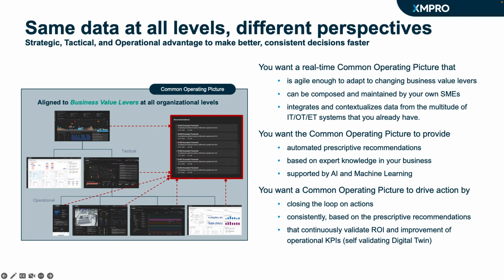And this will enable you to close the loop on actions. It will provide a very consistent way of dealing with certain events happening by providing prescriptive recommendations. And a key aspect is that you can actually use this to create a self-validating digital twin that continuously monitors and validates as it sits.